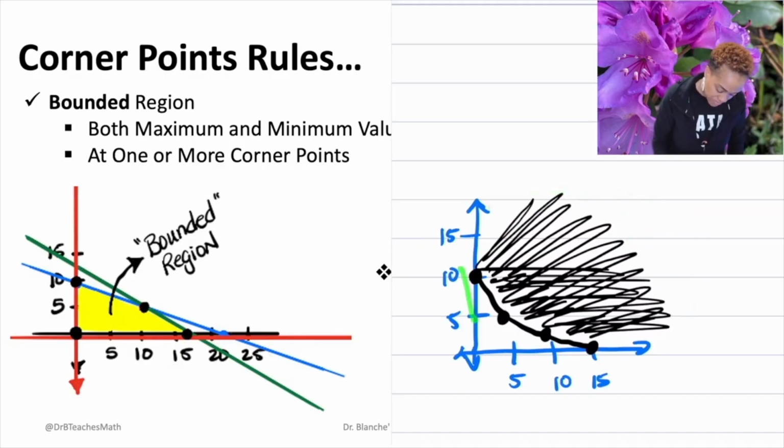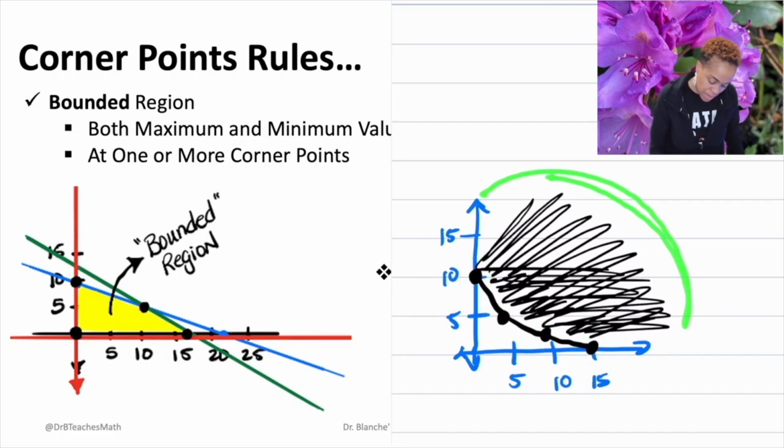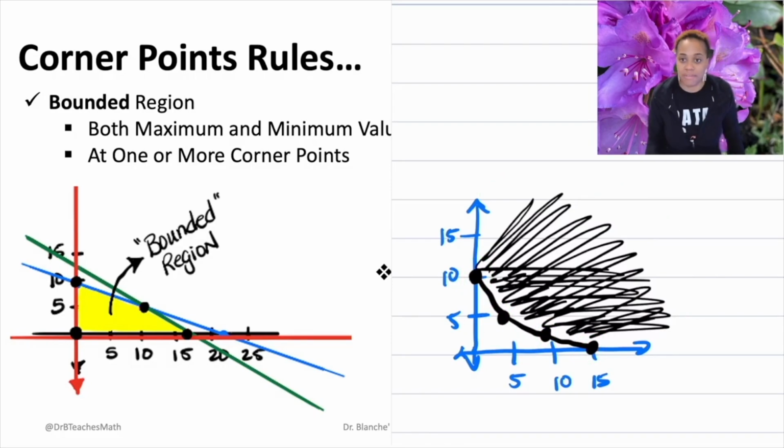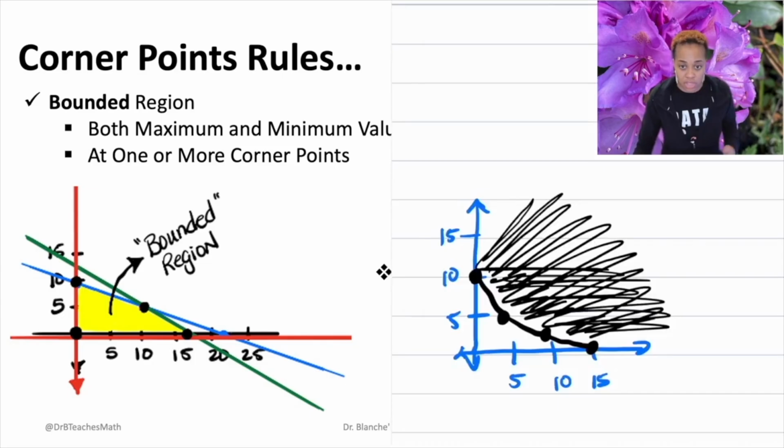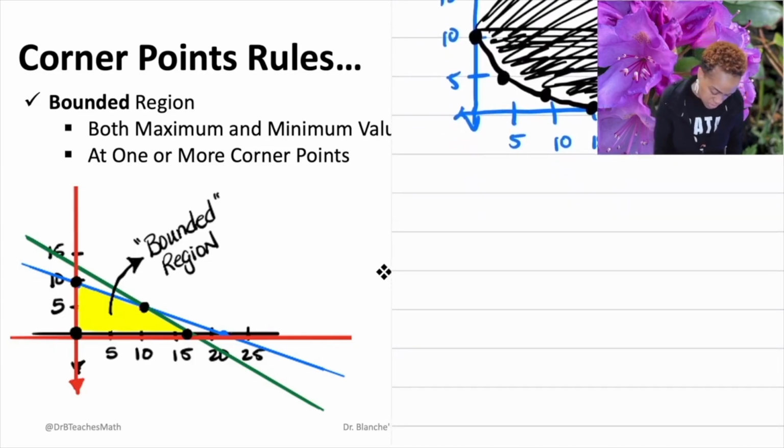Now you do have a boundary line here, so you could possibly have a minimum. You just have to figure out which one gives you the minimum depending on the function, but there's nothing up here that bounds it. And so on this one, you won't have a maximum. You see what I'm saying? So when it's an unbounded region, you might not have a maximum. You might not have a minimum.